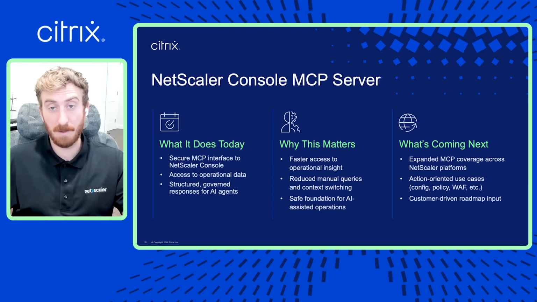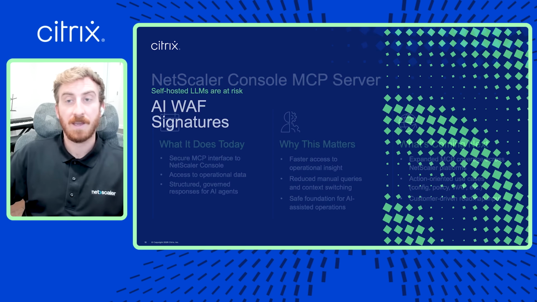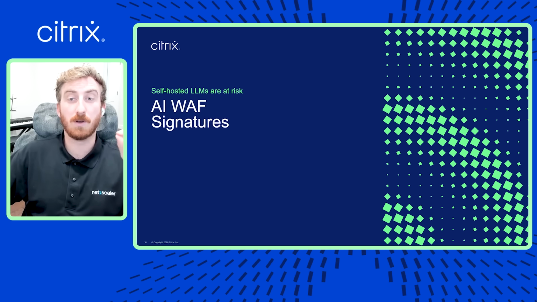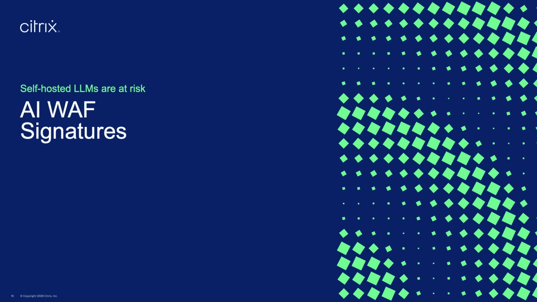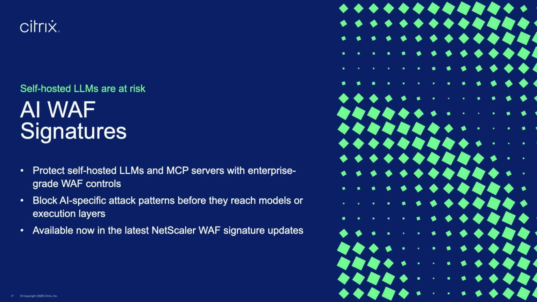Now, as a final bonus topic, I want to touch briefly on security, and specifically how NetScaler is addressing emerging risks around self-hosted LLMs and MCP servers. At the end of the day, LLMs and MCP servers are exposed through HTTP APIs, just like any other modern application. That means they're subject to many of the same attack patterns we've seen for years, but with new twists introduced by AI-driven inputs. MCP servers in particular often run with elevated privileges and may trigger internal APIs or backend logic. At the same time, LLM requests are untrusted user input by design.